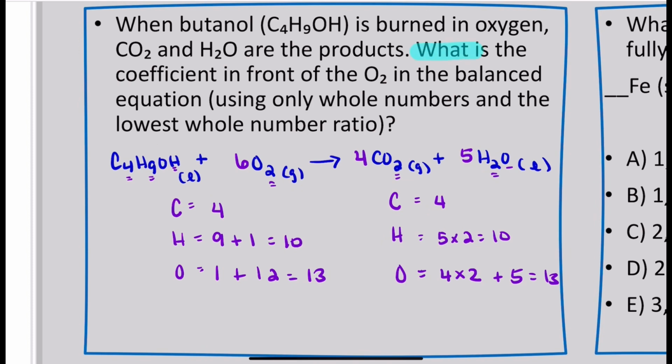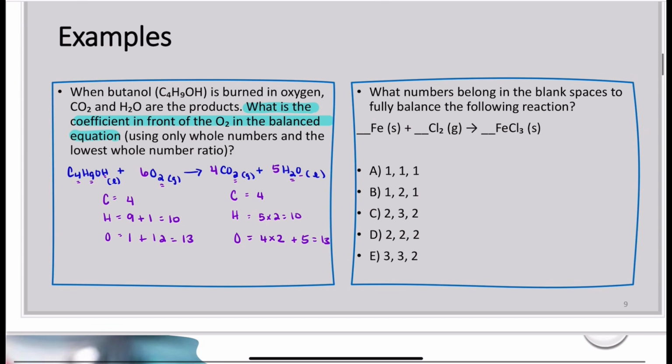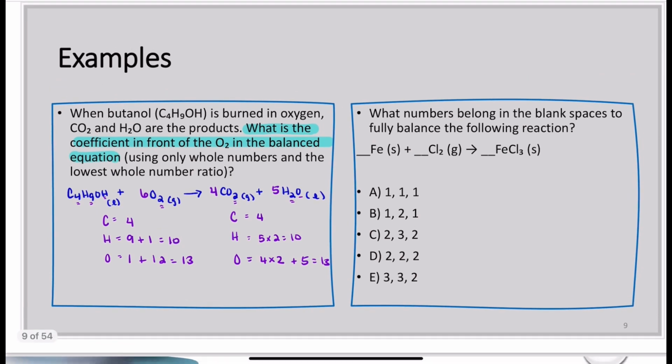Now here's the biggest trick of all. The question specifically asks me, what is the coefficient in front of the O2 in the balanced equation? So some students will just give me the balanced equation, and that's great, except that's not what it's asking me for. The question itself is saying, what is the coefficient? The coefficient in front of the O2 in the balanced equation is 6. That's what it's specifically asking.